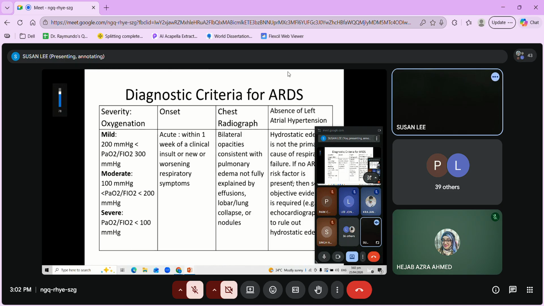We talked about this in your midterm, right? Still remember? You forgot. Hello? You forgot or you still remember how to calculate your PF ratio? Hello? Remember, Doc. Okay, so you remember.